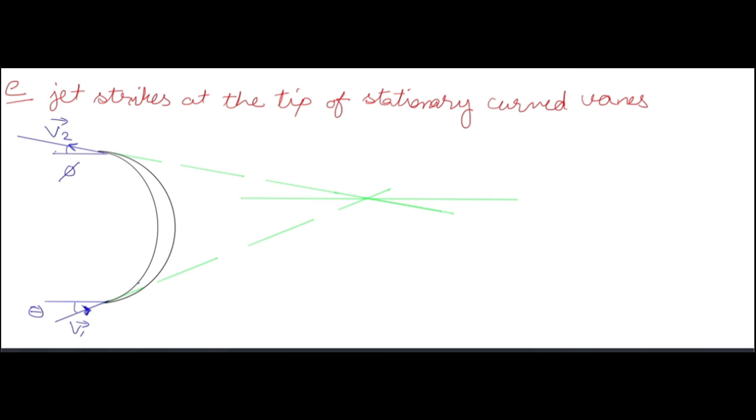Once again, delta, the angle of deflection, is equal to the angle between v1 and v2, which is equal to 180 degrees minus (phi plus theta). Because this is phi and this is theta, and the whole horizontal line makes an angle of 180 degrees, so delta is equal to 180 degrees minus (phi plus theta).